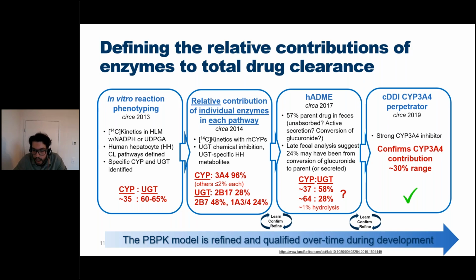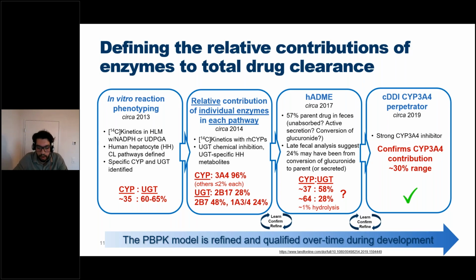So in the first case, if 57% of the drug was coming from the unabsorbed material, we would have 64% of CYPs versus around 30% of UGTs, while in the second case, where 24% comes from secreted or back converted secreted drug, or back conversion of the glucuronide to the parent, we have about 37% of CYPs and around 58% of UGTs.